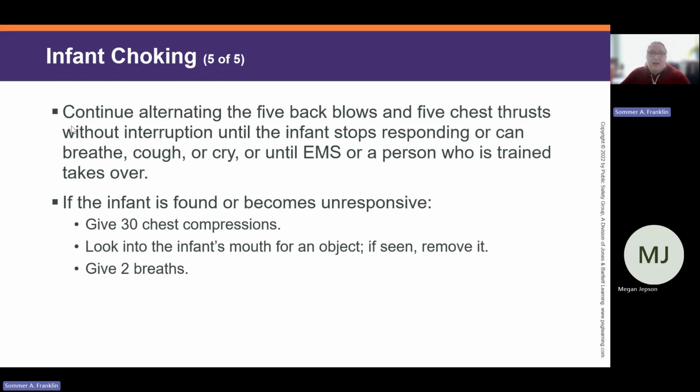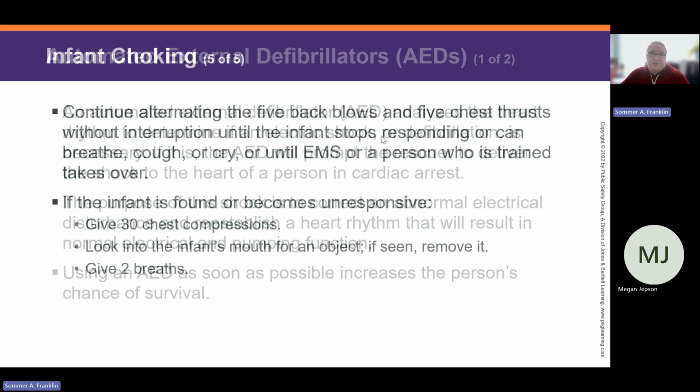Continue alternating the 5 back blows and 5 chest thrusts without interruption until the infant stops responding or can breathe, cough, or cry, or until EMS or a person who is trained takes over. If the infant is found or becomes unresponsive, give 30 chest compressions, look into the infant's mouth for an object. If seen, remove it and give 2 breaths.